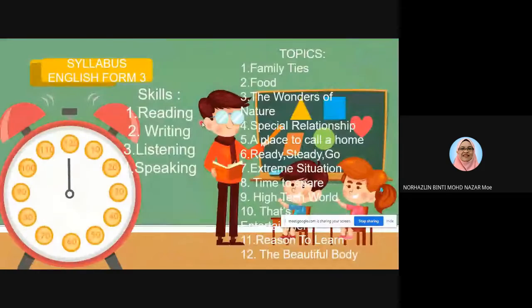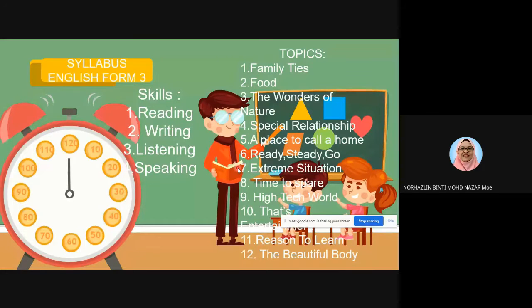So now let us look at the topics that you are going to study. If you have your digital textbook, you may refer to your English digital textbook. There are many sources where you can get the link to the English Form 3 digital textbook. One of the platforms is Delima, which means you can refer to your Google Classroom. You will see the digital textbook, so you shouldn't have any problems when you do your homework.